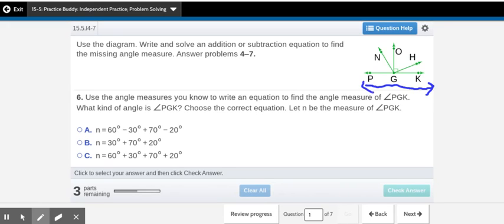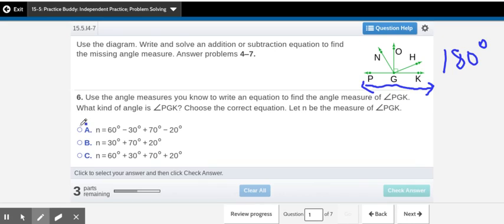So if that's the case, guys, what do we know about a straight line? It equals 180 degrees. So all these little angles inside PGK, so this little angle, this angle, this angle, this angle, all those angles, if we add them up, need to equal 180. So let's go ahead and solve all of these to see which one gives us 180.